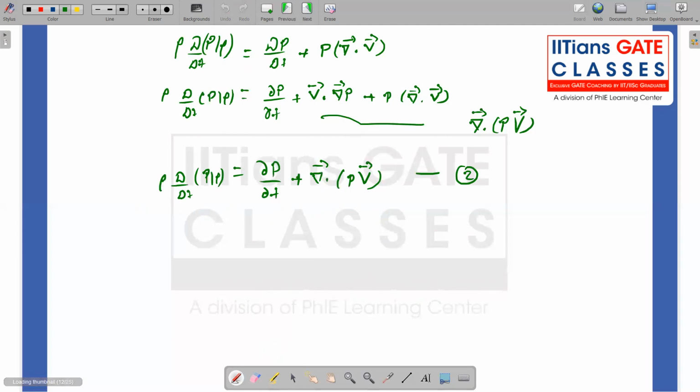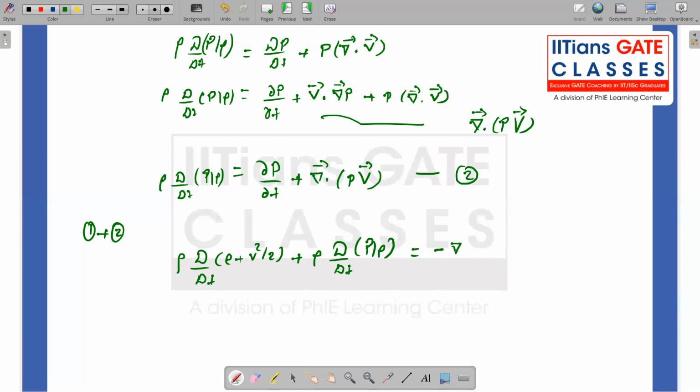If I add energy equations 1 and 2 together, that is rho times D/Dt of (e + v²/2) plus rho times D/Dt of (P/rho), which is equal to minus divergence of pressure field times the velocity vector plus ∂P/∂t, the temporal derivative, plus the divergence of pressure field times the velocity vector.